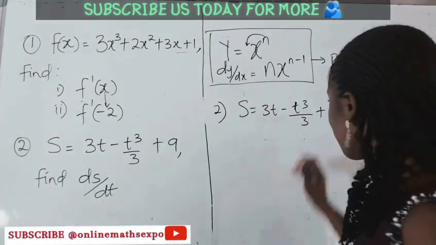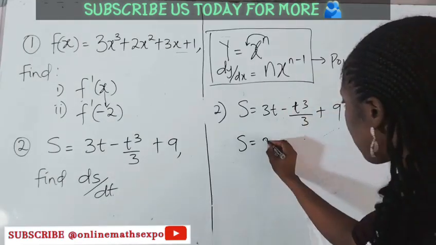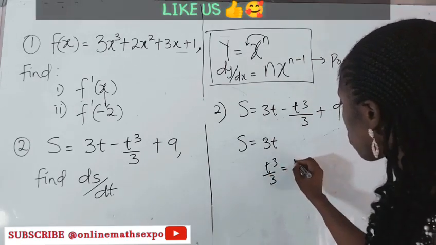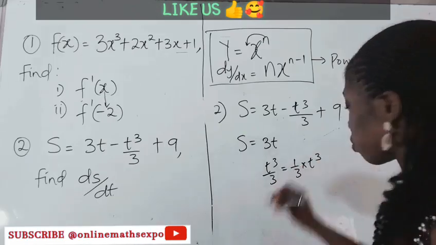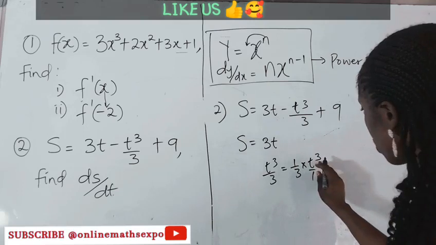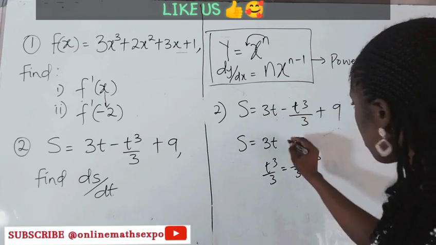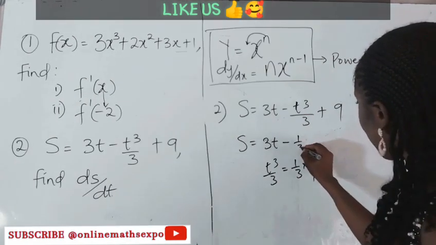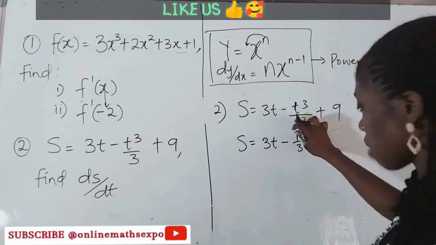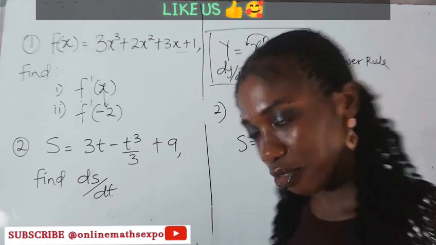So we're going to have s, we are trying to rewrite this, okay? So we're having 3t. Remember, t cubed over 3 means 1 over 3 multiply t cubed. I hope it's clear. So that when you simplify, 1 multiply t cubed will give you t cubed. 3 multiplies 1 gives you 3. So this can be written as 1 over 3 t cubed. I hope it's clear. So this is the same as this. Then plus 9. At this point, we can now differentiate.